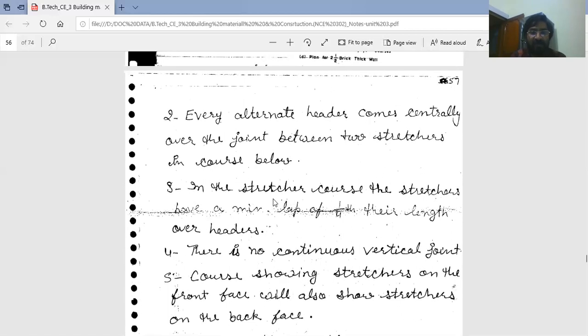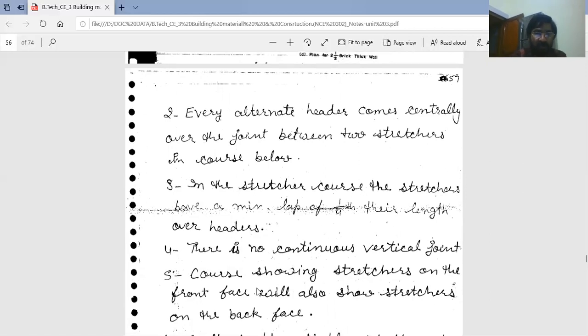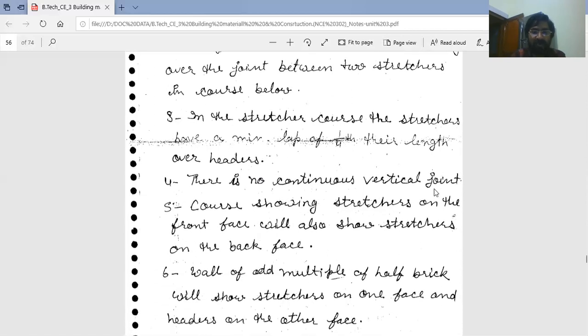Third, in the stretcher course, the stretchers have a minimum lap of 1/4 their length over headers. And there is no continuous vertical joint. This is the condition for bonding: no continuous vertical joint. A course showing stretchers on the front face of the wall also shows stretchers on the back face.